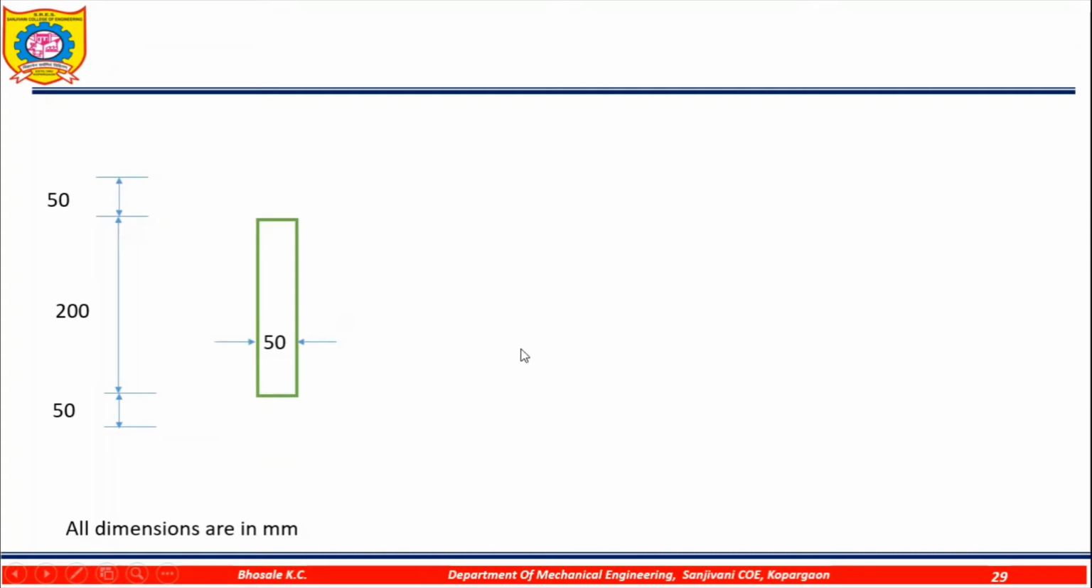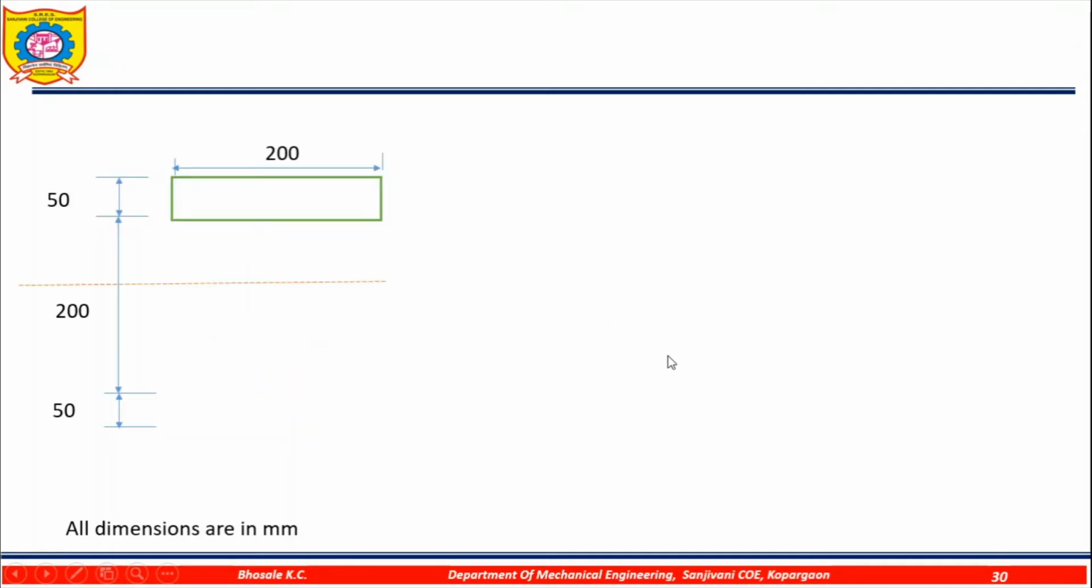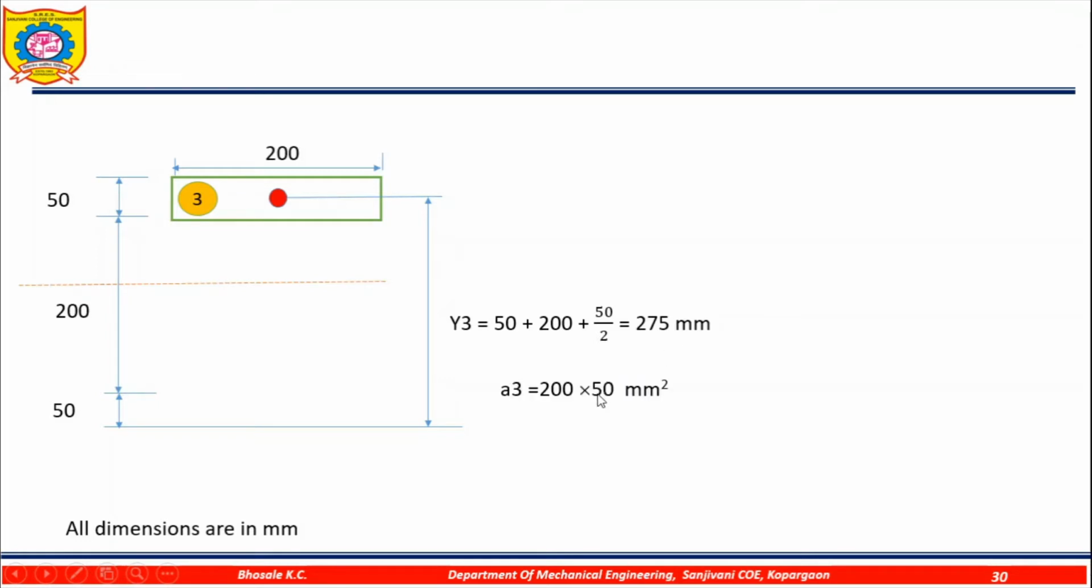Similarly, for the second part, the CG of the second part is 50 plus 200 by 2. 200 is the height, so 200 by 2, that is 150 millimeter, CG from the bottom side. Area will be 200 into 50 millimeter square. Then the third part, the CG of the third part from the bottom side is 50 plus 200 plus 50 by 2, that is 25, so the total is 275 millimeter. Area is 200 into 50 millimeter square.